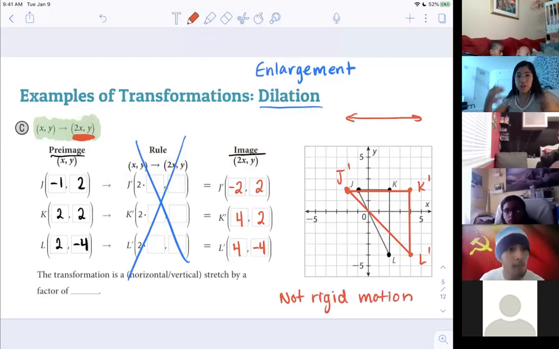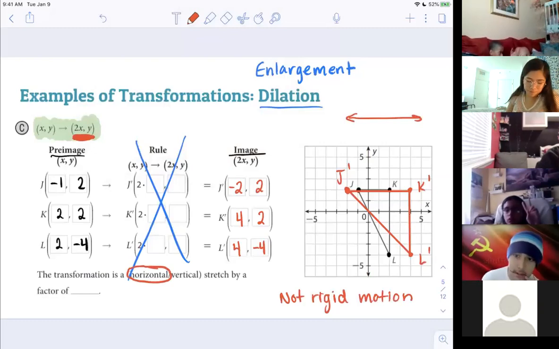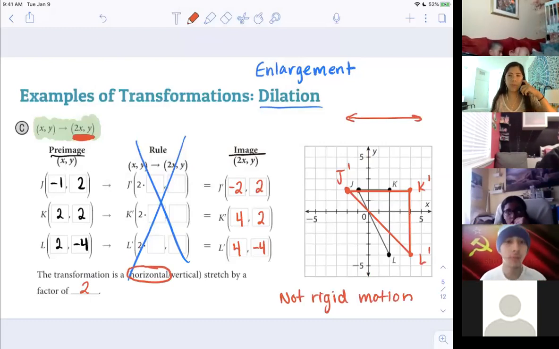So since it stretched from left to right, that's going to be a horizontal stretch. And the factor is simply how much you multiplied by. So what did it multiply by? 2. So this one was a horizontal stretch by a factor of 2. Questions, comments, concerns?